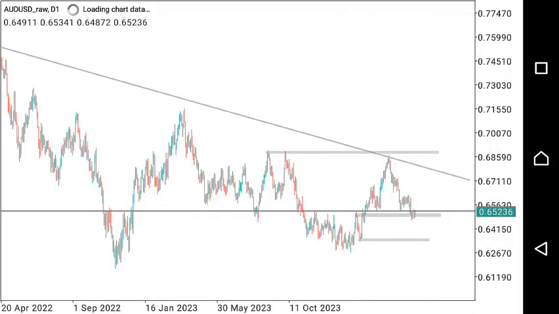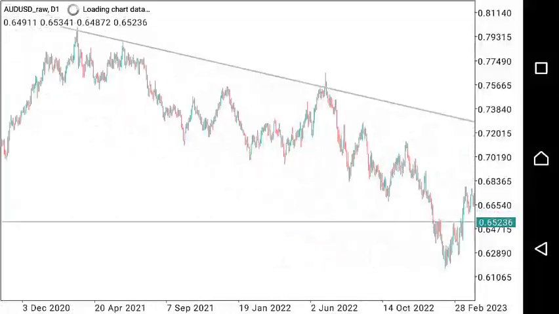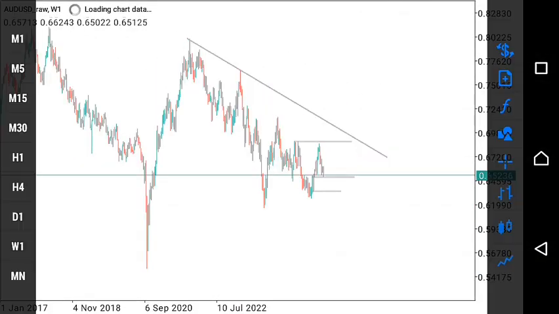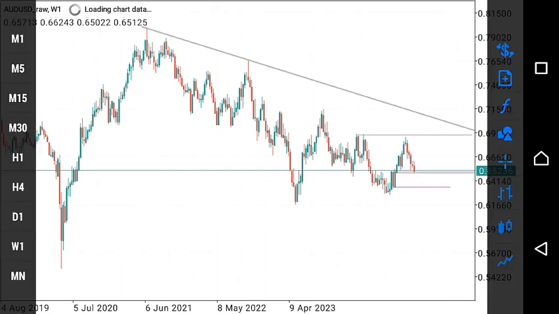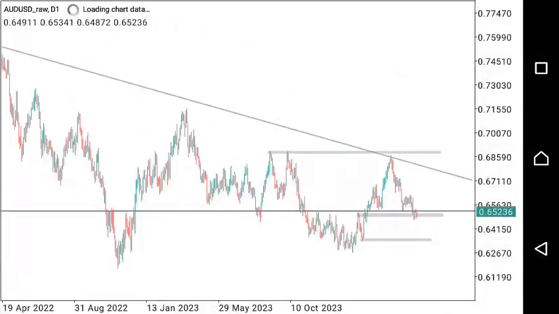All right, so this is Australian USD, and this is a 4-hour time frame, by the way. Let's head to the daily time frame. The daily time frame is giving us a bearish move, rather. As you can see, this is a bearish move on the weekly time frame. Daily time frame also bearish.